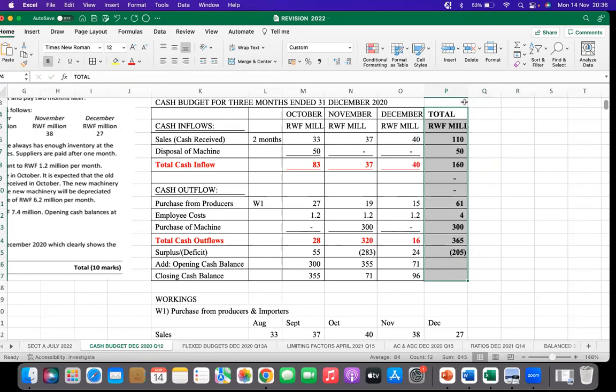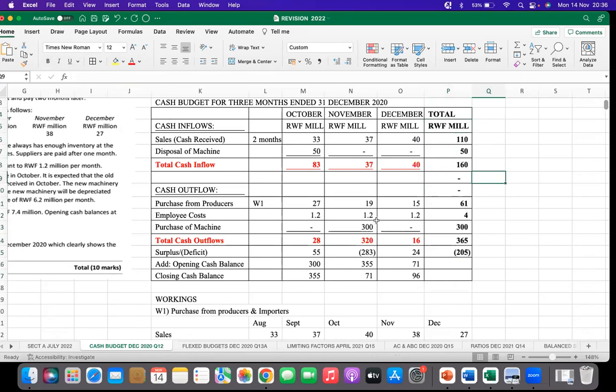Any question on the cash budget? You can unmute if you have a question. Yes, if you have raised your hand, just unmute and ask the question. I think I had given everybody permission to talk, apart from only those who are disturbing us. Let me see. Yes, ask your question, please.